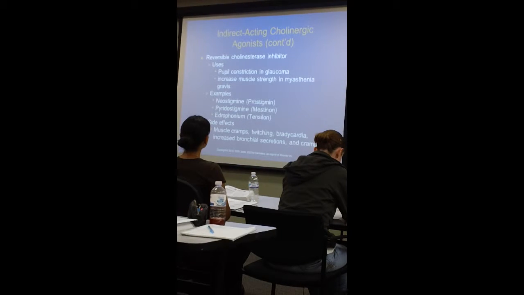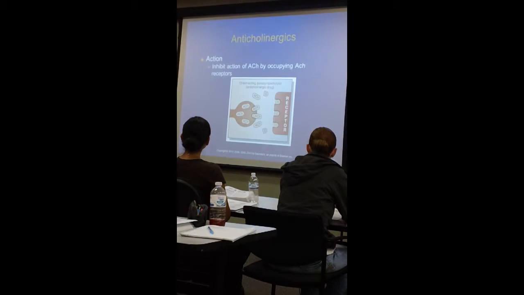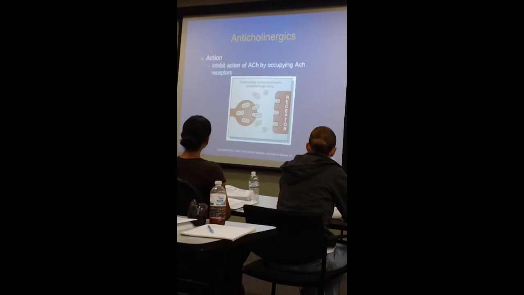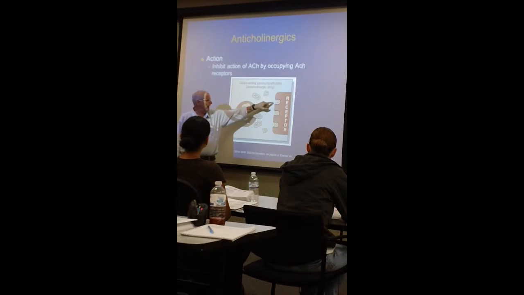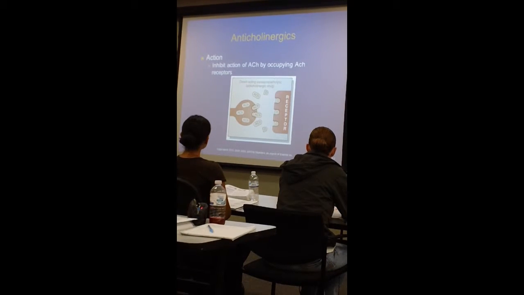Here's an example that you have here. And we'll be looking at some of the other medications that go along with the other symptoms as well. Anticholinergics inhibit the action of ACH, so we actually see them coming in and then blocking the receptors so that now they won't have a place to go, so therefore the action slows down. Does that make sense?